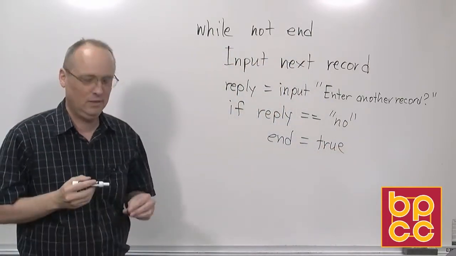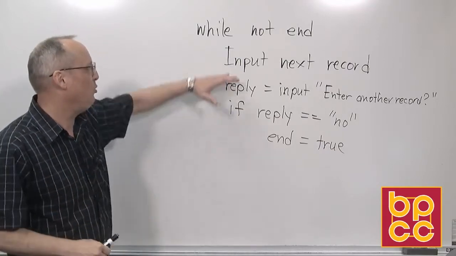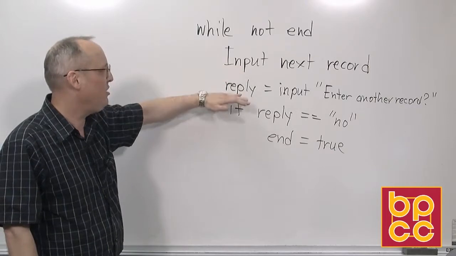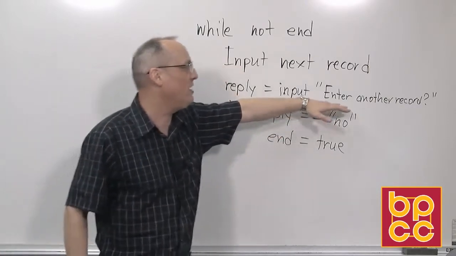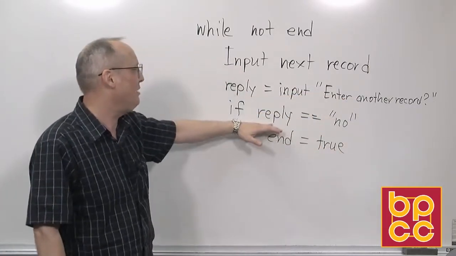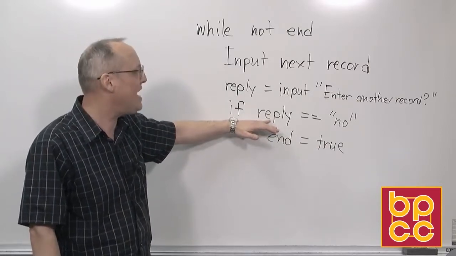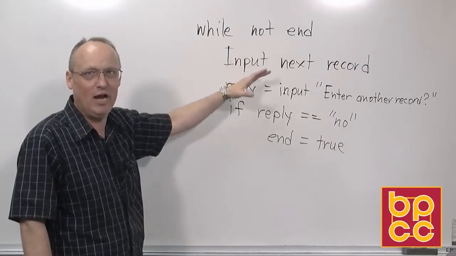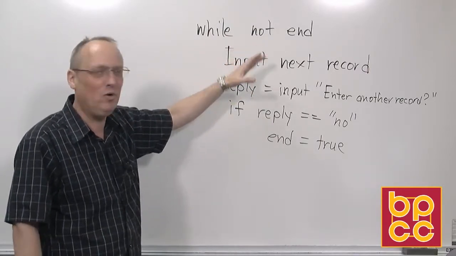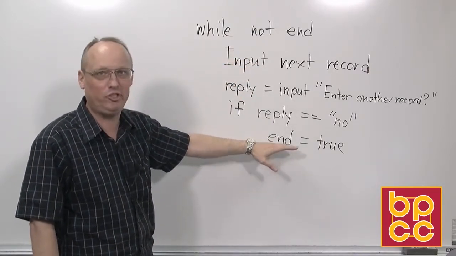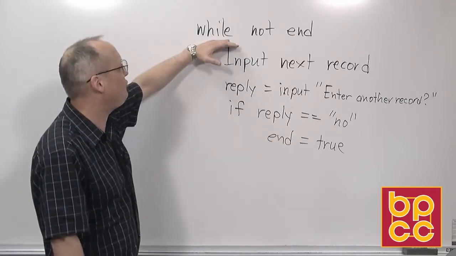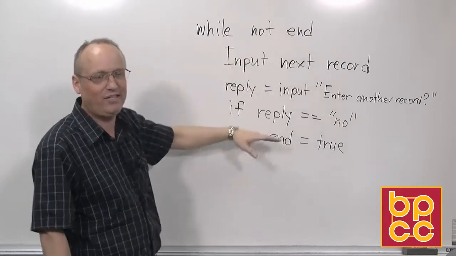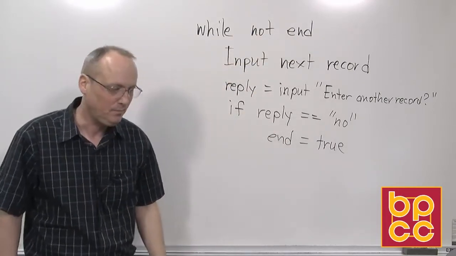So the way this will work, you will run through a command that has the user enter some sort of record. Then you'll prompt the user, do you want to enter another record? And then they'll answer either yes or no. If they answer yes, it goes back through the loop again and will enter the next record. If they say no, it will set this end variable to true. Then when it comes back to the while condition, it will see that end is now true and it will exit from this while loop.